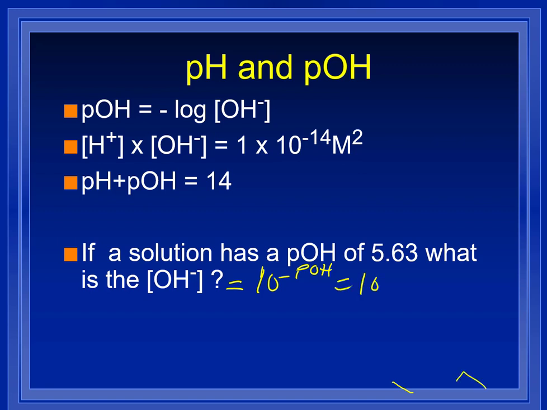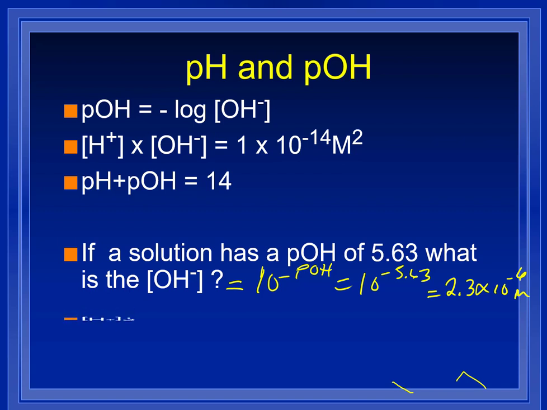Move the negative sign over, do the opposite function, you get 10 to the minus pOH. So that's 10 to the negative 5.63, which gets me 2.3 times 10 to the negative 6 molar. So negative 5.63 is a little bit bigger than negative 6, 2.3 times what negative 6 is. So you just got to move the negative over and do the inverse function.